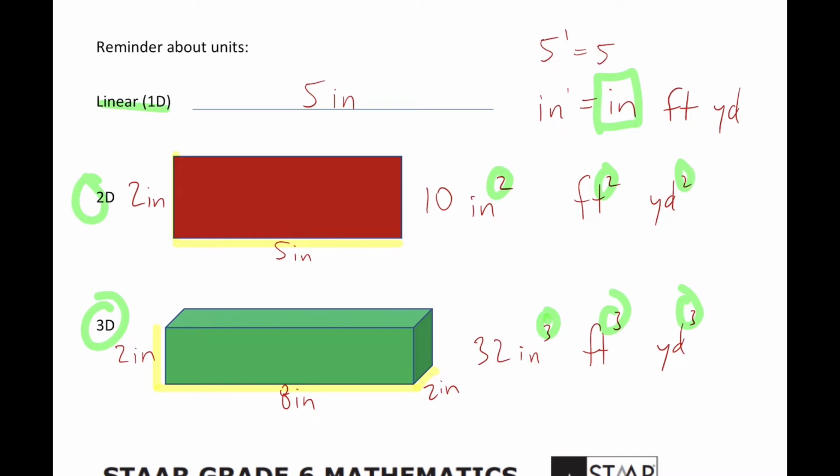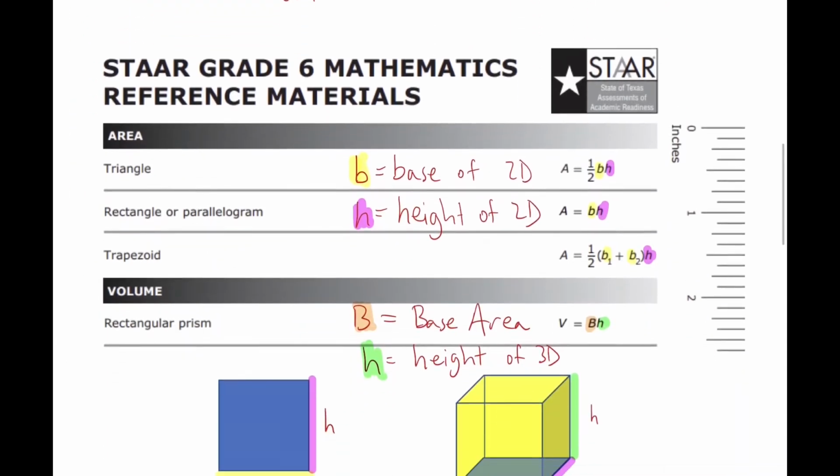So there's going to be some clues there in your word problems. So I know if I see cubic units, then I have volume. I'm dealing with volume of a 3-dimensional object. If I see square units, then that is a 2-dimensional object dealing with area. And if I just see the units, then that is going to be a linear measurement.